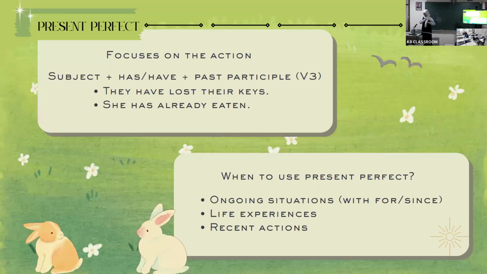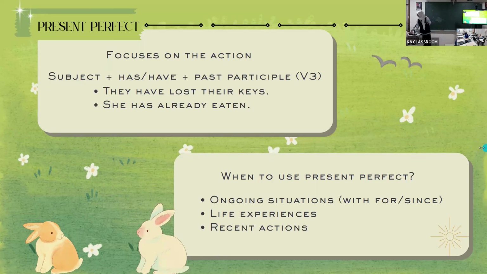When do we use present perfect? Present perfect is used for ongoing situations. For example, I have lived in this city for 2 years, or she has worked here since January. And second, there are life experiences, like we have seen that movie 5 times. And lastly, recent actions, like he has lost his keys.